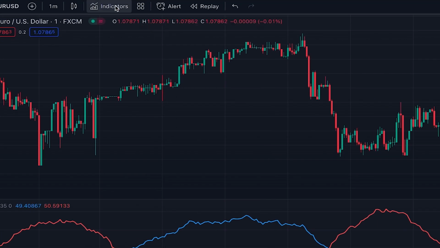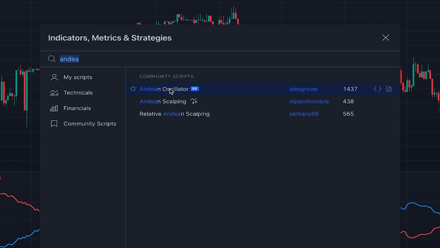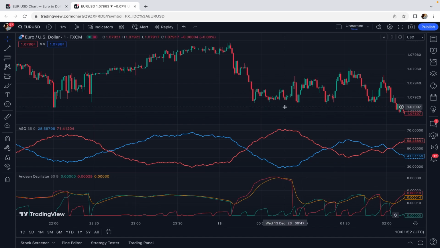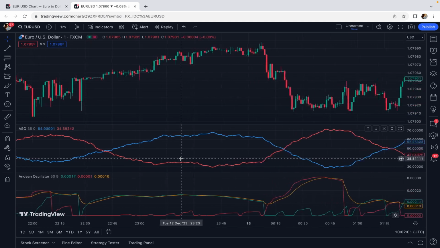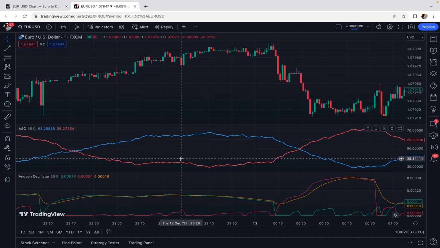One of the indicators that is suitable is Andean oscillator. This one, which is an editor specs indicator and written by Alex Grover. It's a good choice because on one hand, it helps us to filter the signals during flat market, and on the other hand, it helps us to take only the signals that are in the current direction of the market.